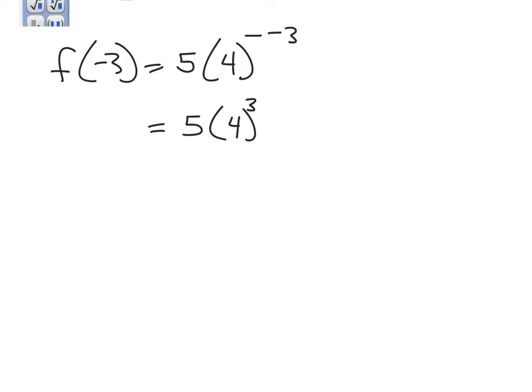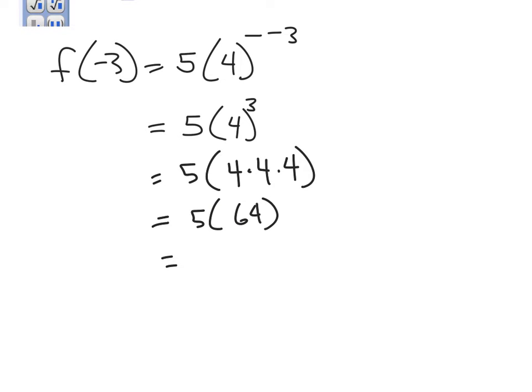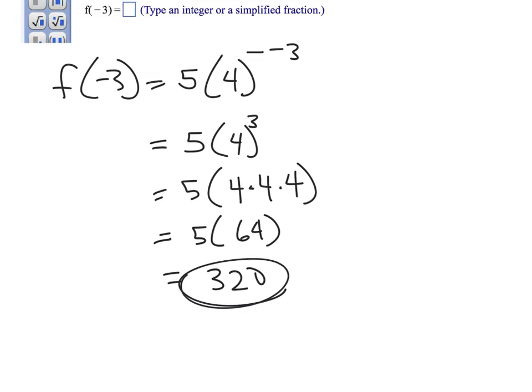And so this becomes 5 times 4 times 4 times 4. And I don't know what 4 times 4 times 4 is, so I'm just going to use my handy-dandy calculator, and I'm going to do 4 raised to the 3rd power. That gives me 64. So that becomes 5 times 64, and that equals 320. And there is our answer.